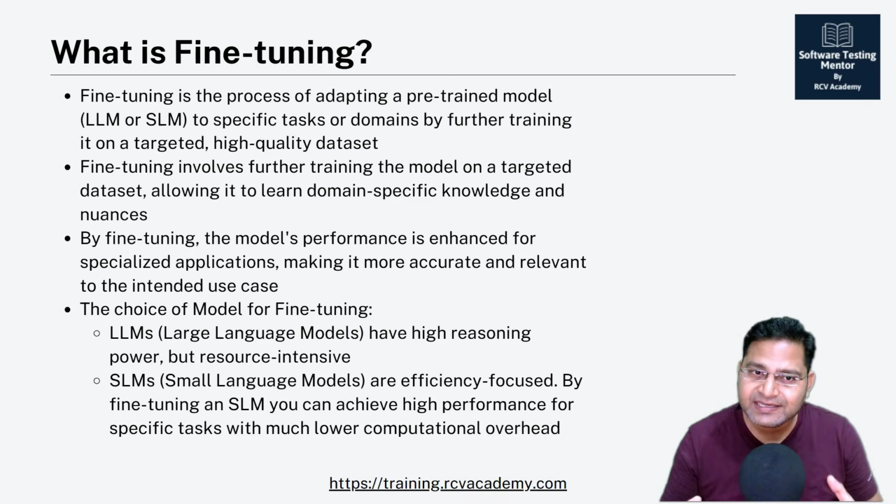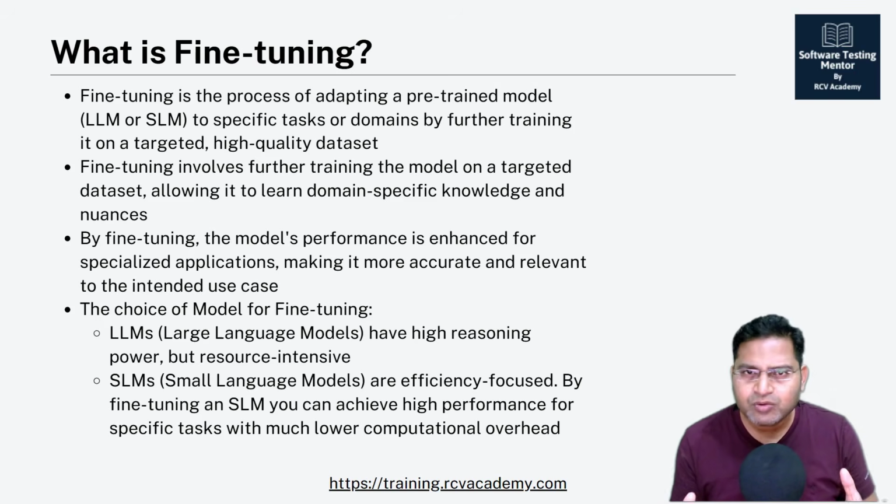When you adapt these pre-trained models, LLM or SLM, to do specific tasks or a specific domain by further training them on a targeted high quality data set, that is known as fine-tuning. It involves further training the model on a targeted data set, because these pre-trained models are already trained on general data, a massive amount of data, images, videos, etc., if it is a multimodal model. With fine-tuning, you provide a more high quality data set to the same model and further train it, not retrain but further train it on the targeted data set, which allows it to learn domain specific knowledge and nuances.